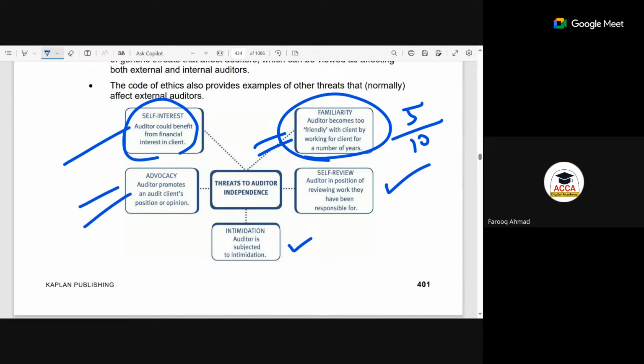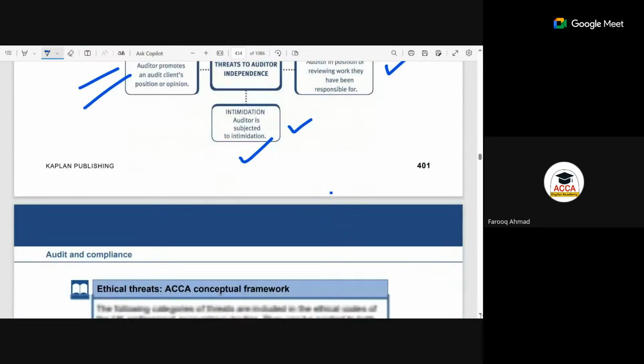Self-review: the auditor is in a position of reviewing work they have been responsible for, meaning the same internal auditor and at the same time an external auditor. They are reviewing their own work. So it's not right. Intimidation: the auditor is subject to intimidation, meaning they are given threats or pressurized to have their own results according to their choice.